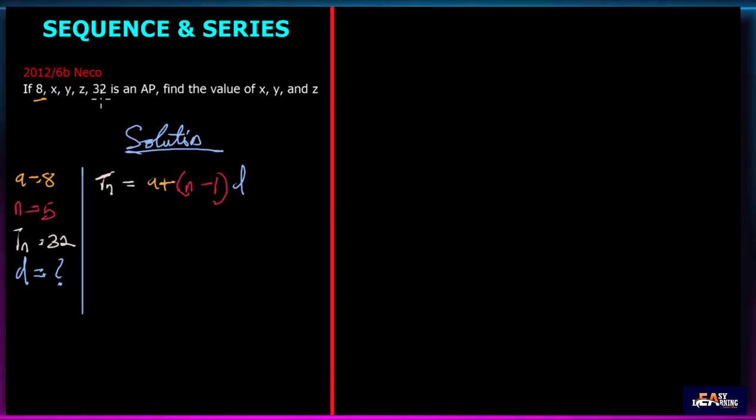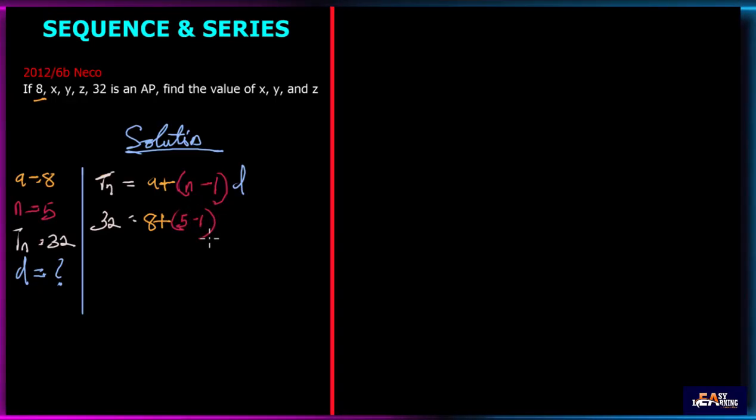The last term here is 32, so 32 equals the first term, 8, plus, let's write it better, the bracket of n minus 1. n is 5, so we now have 5 minus 1, and D we don't know, so we maintain it as the unknown D.